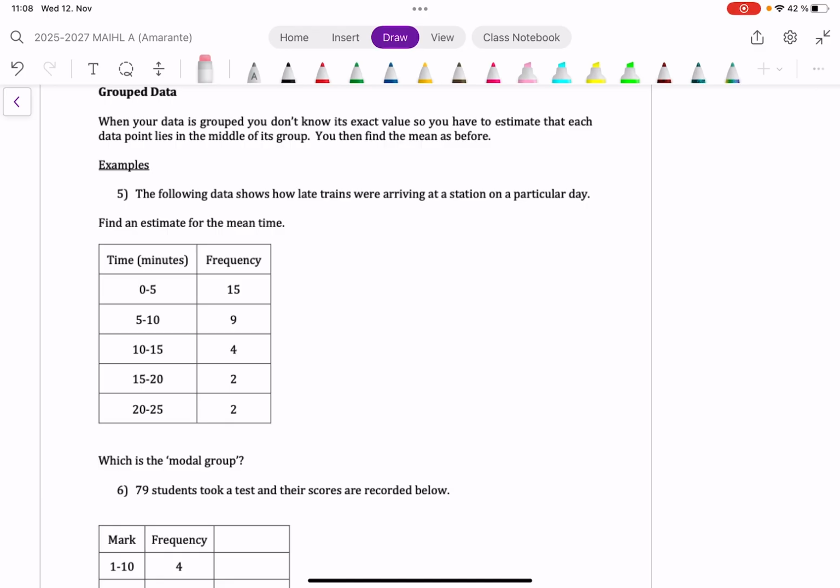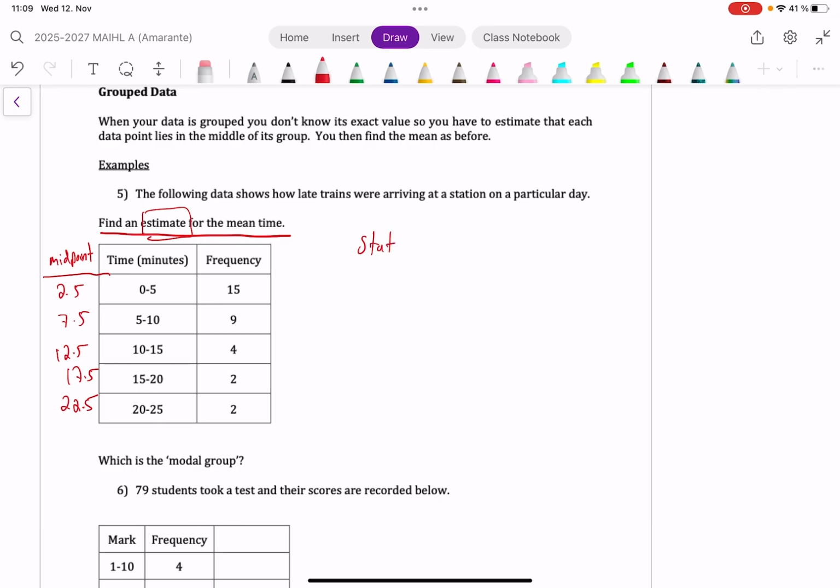And so what we're going to do is find the midpoint or the average of these intervals. So the midpoint of these would be 2.5, right? In between 0 and 5 is 2.5, 7.5, 12.5, 17.5, and 22.5. The best we can do for fixing these as a number is just grab the middle of them. And so then it says, let's find an estimate for the mean time. The reason it says estimate is because we're assuming that the midpoint is true, but really all of those data points in the first one could be 5s, but we don't know.